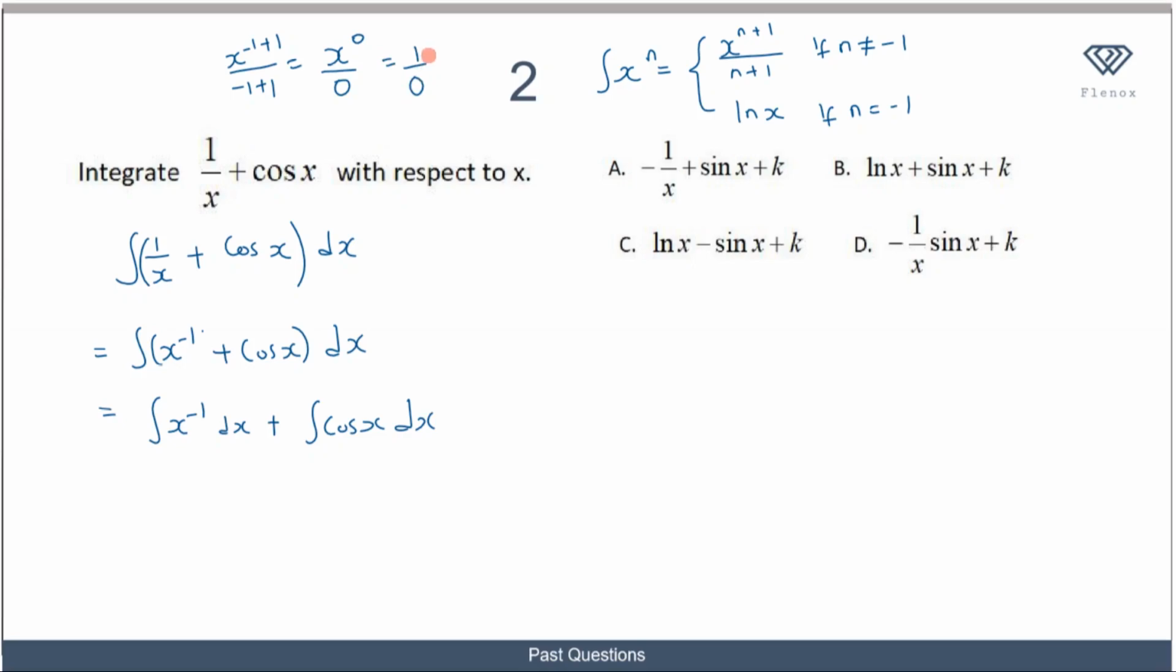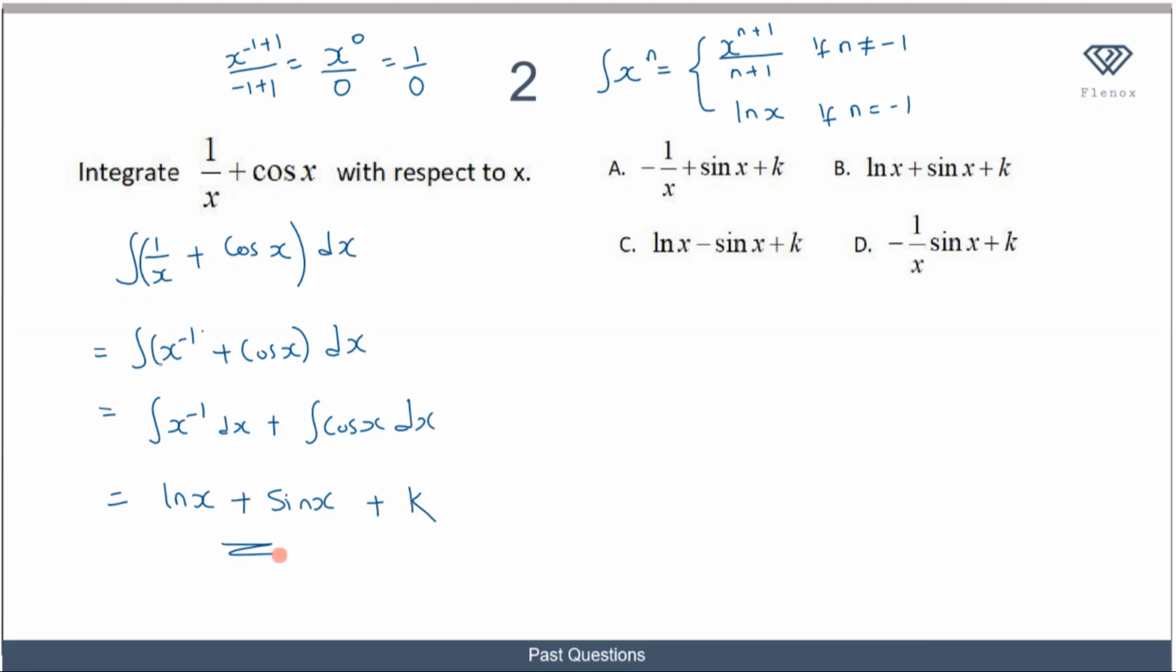So to avoid a situation like this, that is why we just say when n is equal to minus 1, the integral will just give you ln of x. So the integral of x to the power of minus 1, or 1 over x, is what? Ln of x. And the integral of cos x, as we've talked about before, is what? Sin x. So this becomes ln x plus sin x. And as usual, don't forget to add your constant of integration.